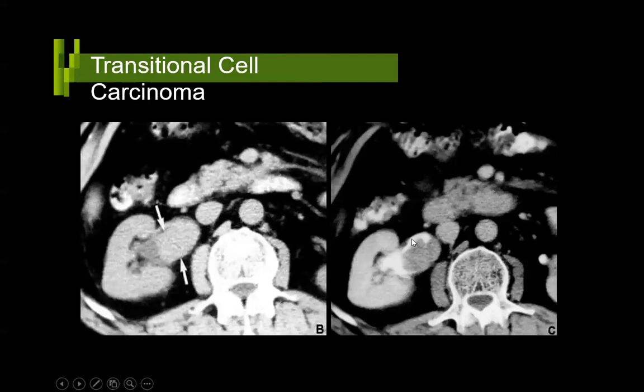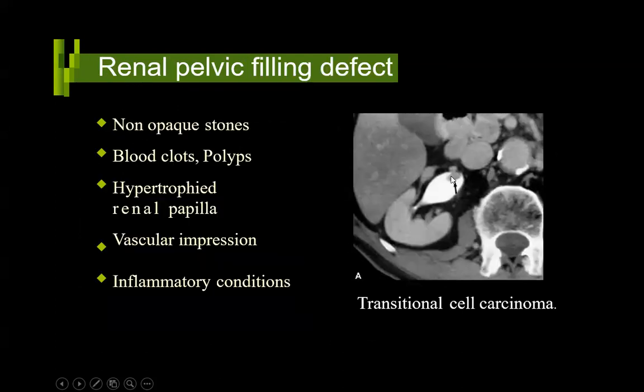You see the rest is showing in the excretory phase, there is contrast in the rest of the pelvis. And this is without contrast. So without contrast, there is something lying inside, but you're not sure what it is. Unless you give contrast, you're not able to tell what is going on. All that you see is something filling up inside the renal pelvis. Again, a filling defect inside.